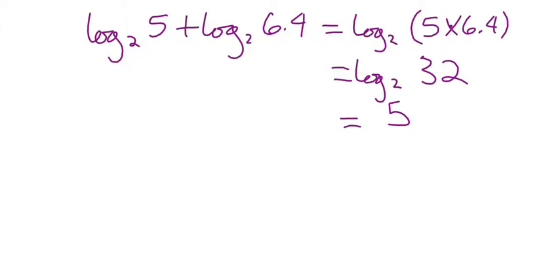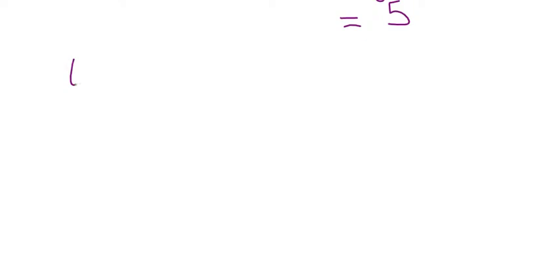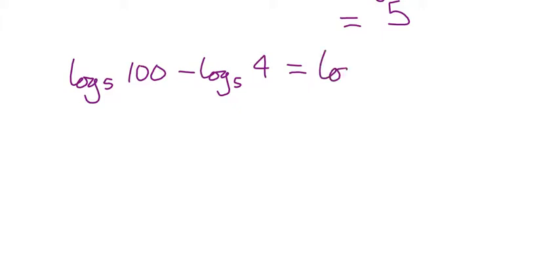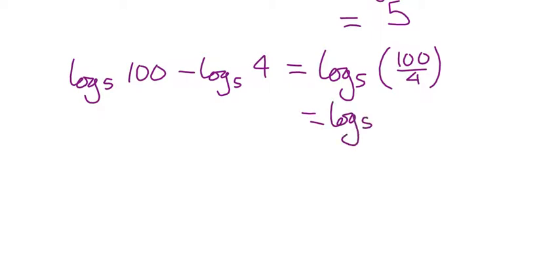Okay, let's do log base 5 of 100 minus log base 5 of 4. Okay, we don't know what either of those are, right? I mean, they're numbers, they're exponents. I'm subtracting, so what do I do with these two numbers? Divide, right? So it's the log base 5 of 100 divided by 4. What's 100 divided by 4? 25. 5 to the what gives me 25? 2. Okay, so we get 2.